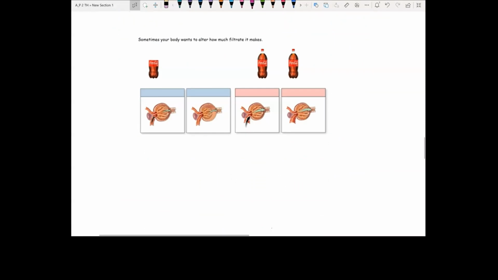Okay, these pictures show just the opposite. Now we're purposely going to change our net filtration pressure. So in this one, the one on the left, we want a lower net filtration pressure. Because here the Coke bottle represents your urine. Normally you make 2 liters of urine a day. Now we want to have less urine. Notice it's only a partial Coke bottle. So we want less urine produced.